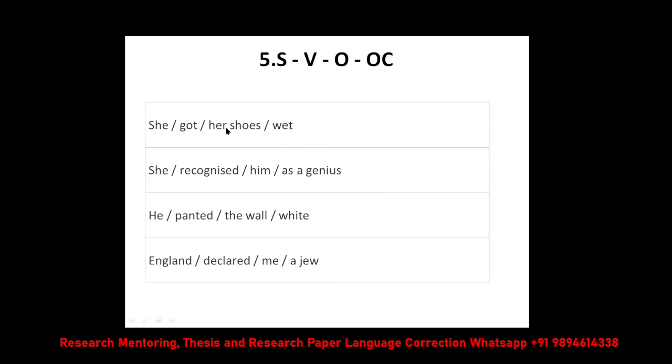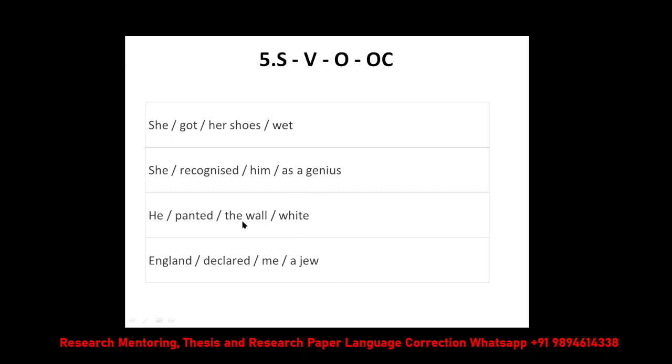She got her dress wet. Her dress is wet. It is not the subject complement; it is that her dress is wet. So the object is qualified by this complement. That's why it is an object complement. See, she recognized him as a genius. Here, who is a genius? Not the subject, but him. That's why it's an object complement.